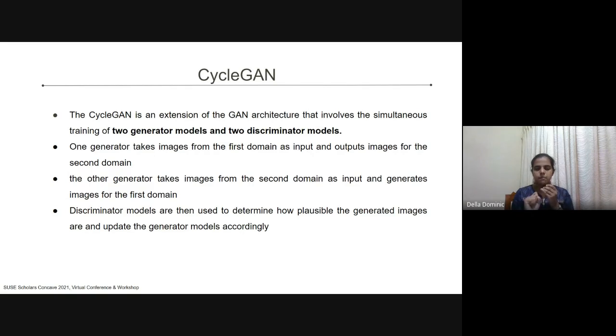Here, in this case of MRI to CT translation, the first generator will translate MRI to CT, and the second generator is for translating CT images to MRI. The reason will be discussed in detail in the next slide. And corresponding to each generator model, we have a discriminator model for classifying whether the generated MRI or generated CT image is fake or real.